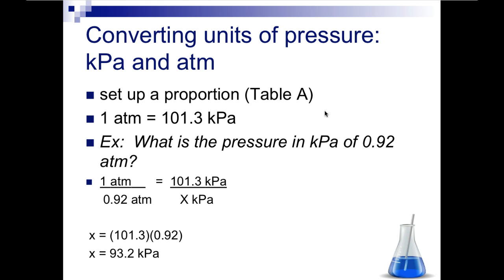Let's remember a little bit that we've talked about in the past. When you're converting units of pressure, say for example from kilopascals to ATM, you're going to set up a proportion like table A has.